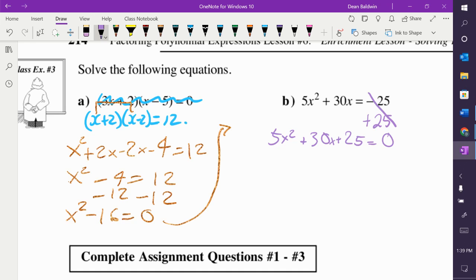Okay, well that's supposed to be 5x squared plus 30x plus 25 equals 0. All right, so we have our function equaling 0. What do we do now? Factor. What is the very first step of factoring? Greatest common factor. What's the greatest common factor of 5, 30, and 25? 5. Pull out a 5. So we get 5 times x squared plus 6x plus 5. What do we do now?